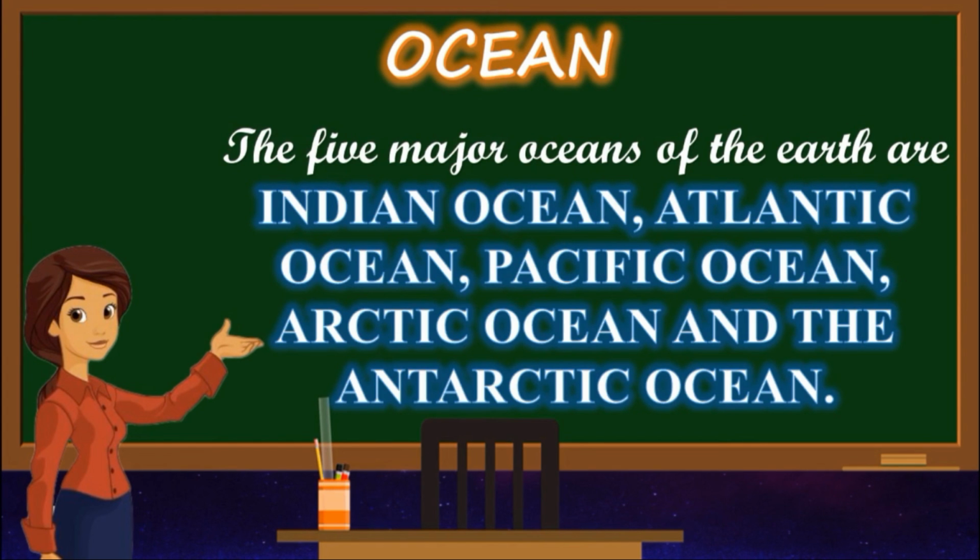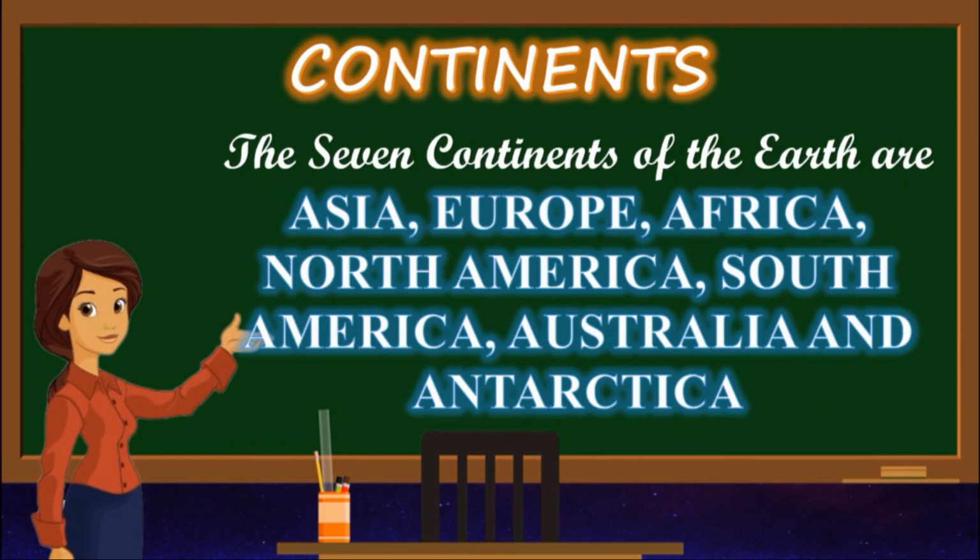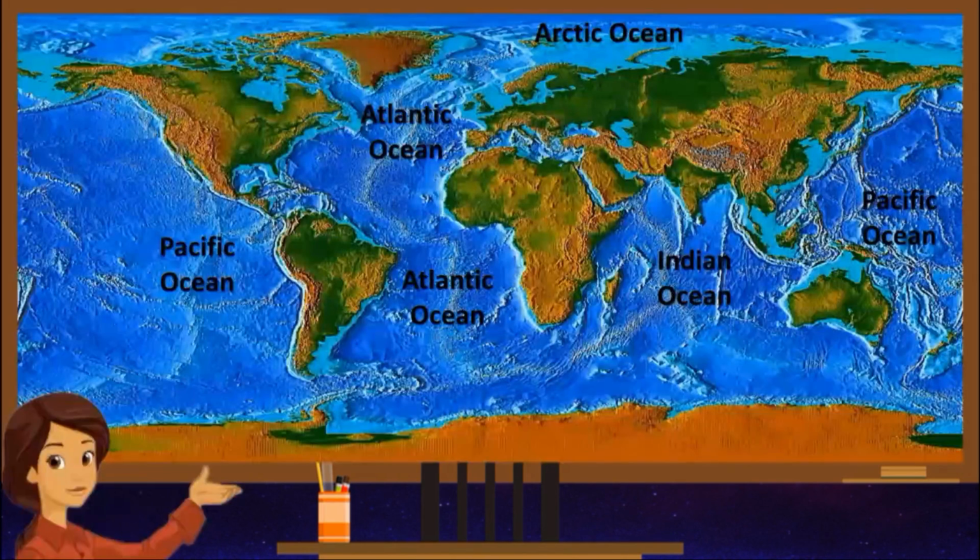We all know we have five major oceans of the earth: Indian Ocean, Atlantic Ocean, Pacific Ocean, Arctic Ocean, and the Antarctic Ocean. Also, the seven continents of the earth are Asia, Europe, Africa, North America, South America, Australia, and Antarctica. Now you can see the oceans: Arctic Ocean, Atlantic Ocean, Pacific Ocean, and Indian Ocean, right? Yes.